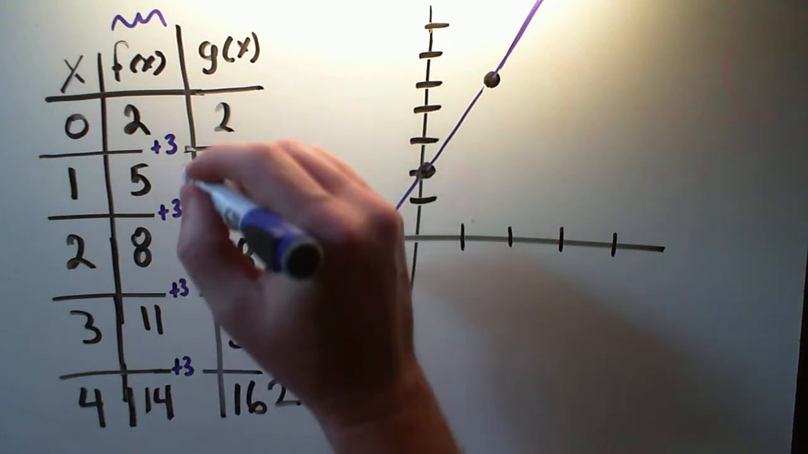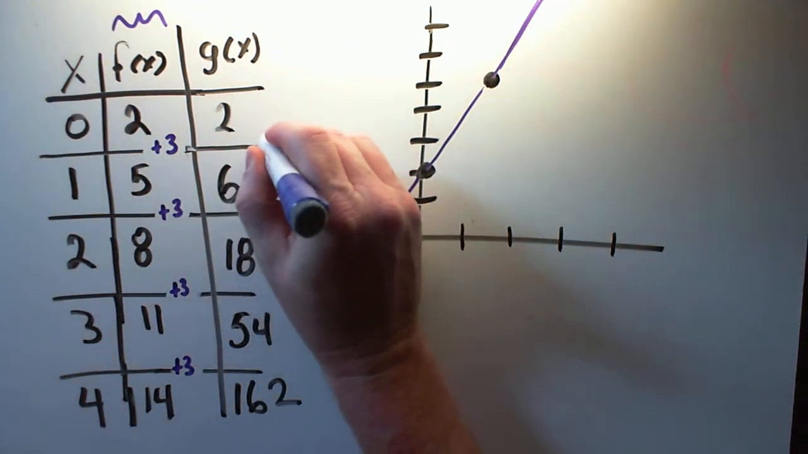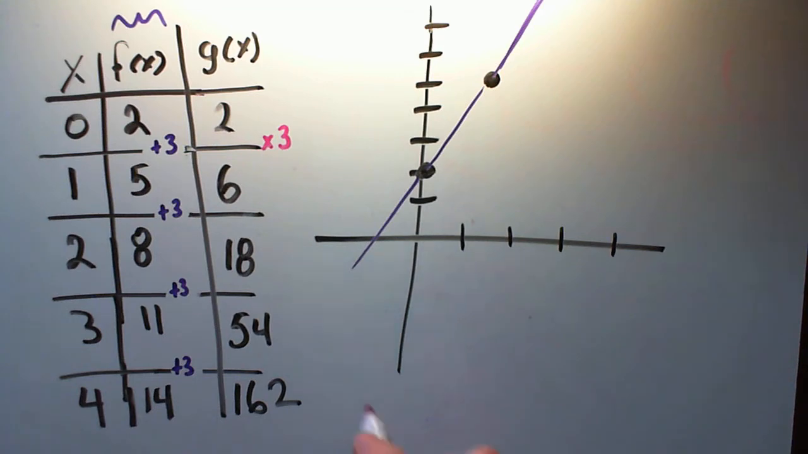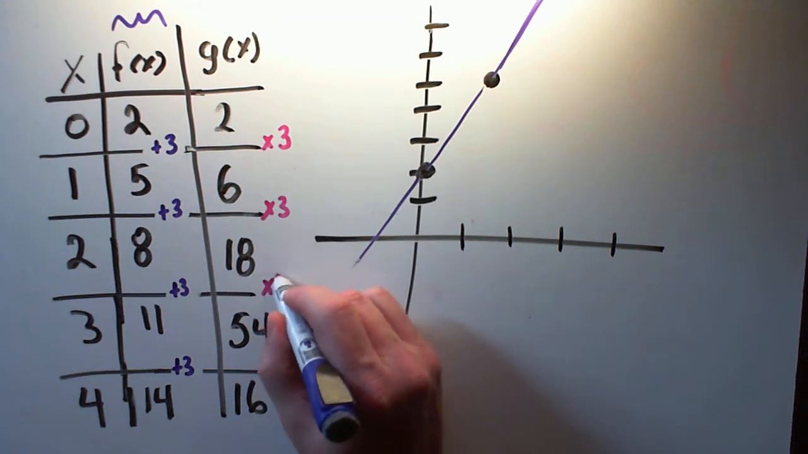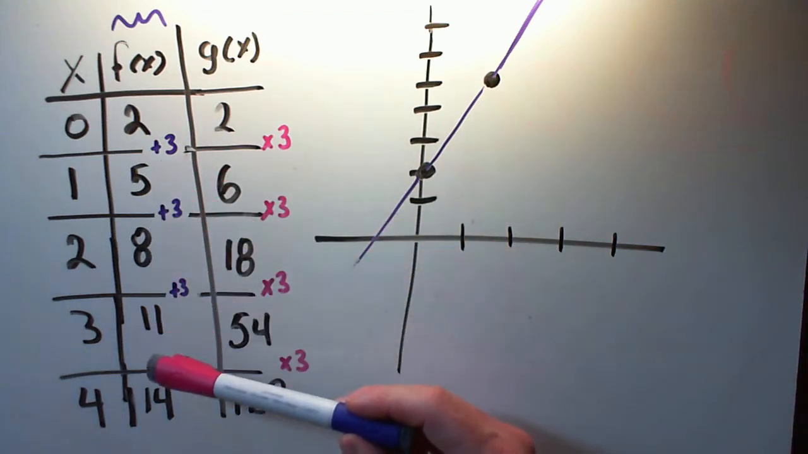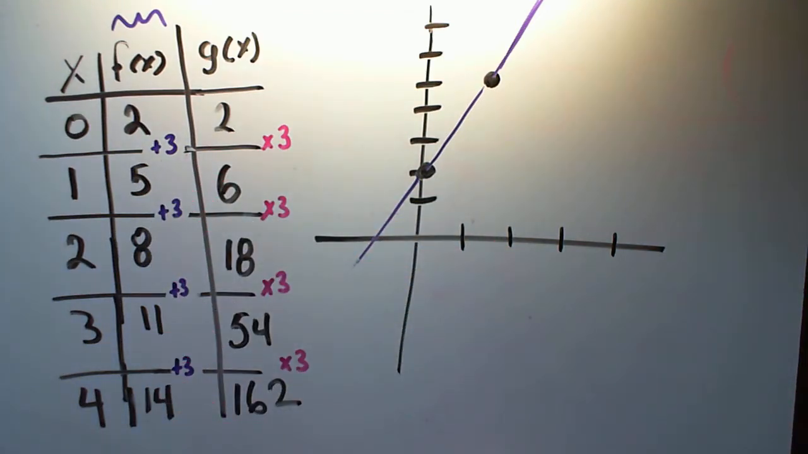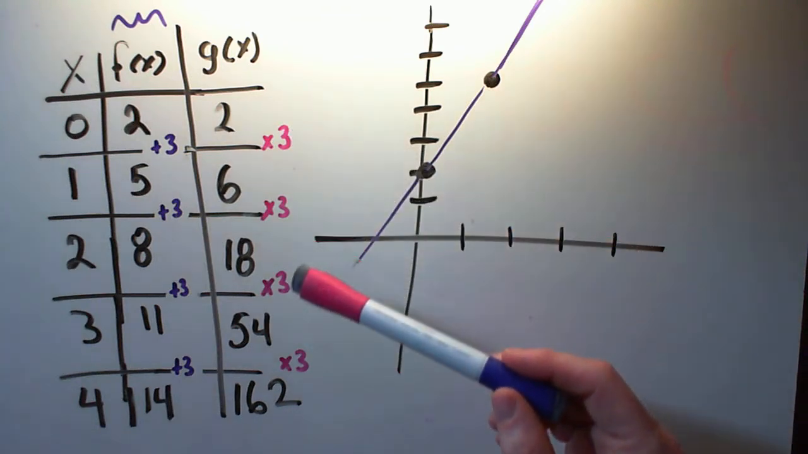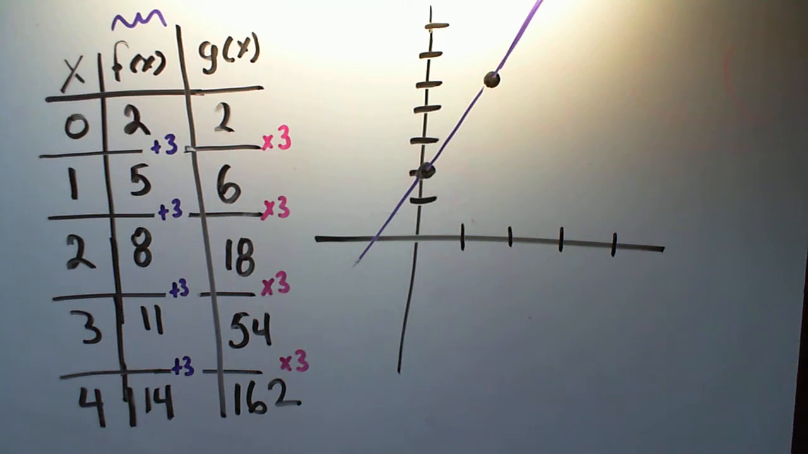When we look at g of x, to go from 2 to 6, we're going to be multiplying by 3. And 6 times 3 is 18. And 18 times 3 is 54. And 54 times 3 is 162. So where a linear function adds 3 for consecutive x values, that is the idea of the slope. When we look at an exponential function, we are instead multiplying by 3, and we see that that is the idea of having a base of 3.